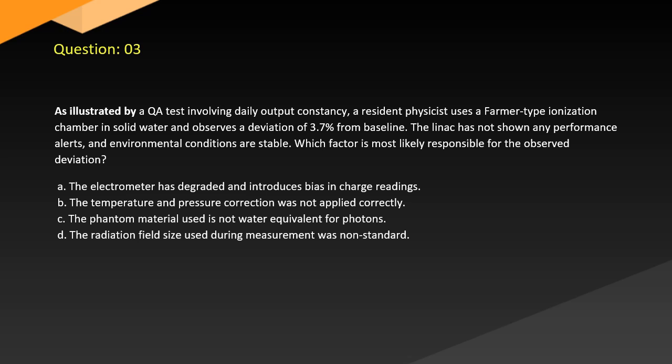A. The electrometer has degraded and introduces bias in charge readings. B. The temperature and pressure correction was not applied correctly. C. The phantom material used is not water equivalent for photons. D. The radiation field size used during measurement was non-standard.